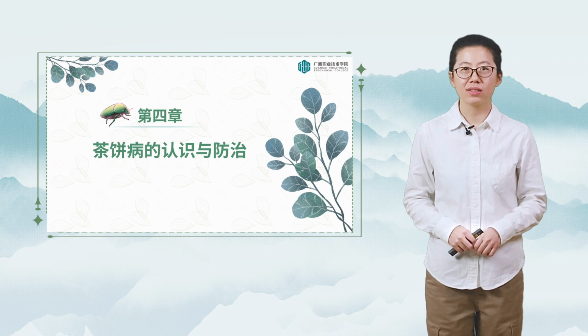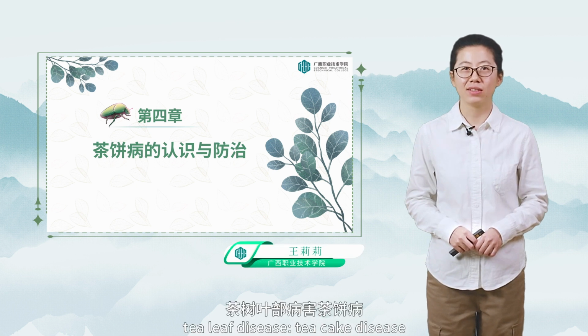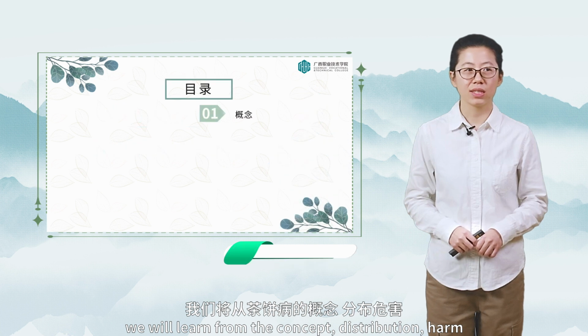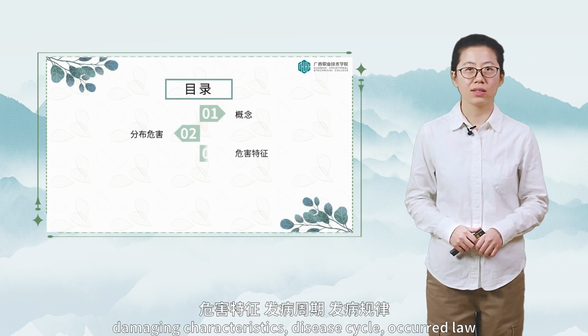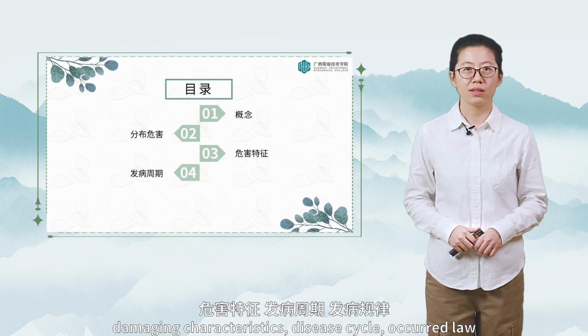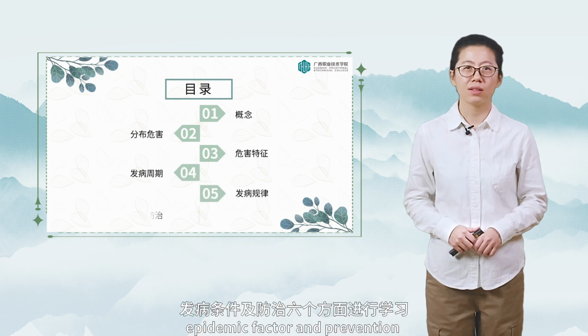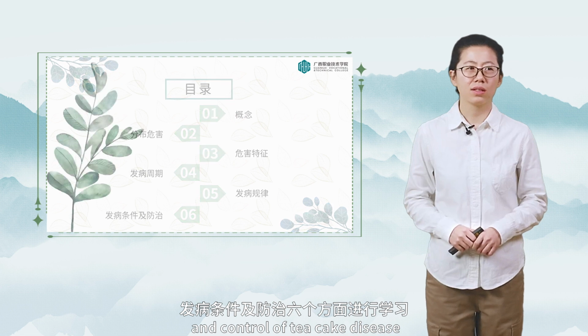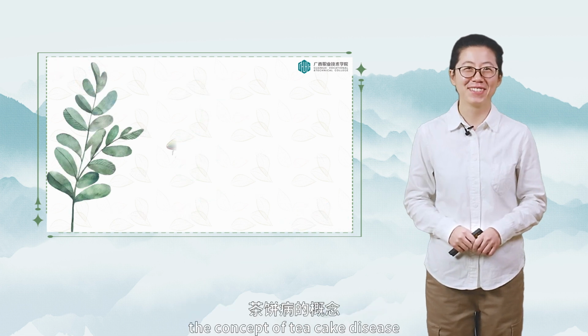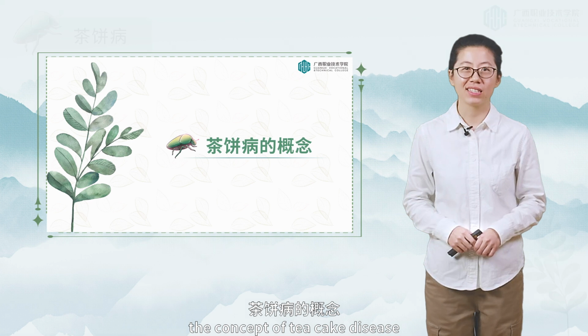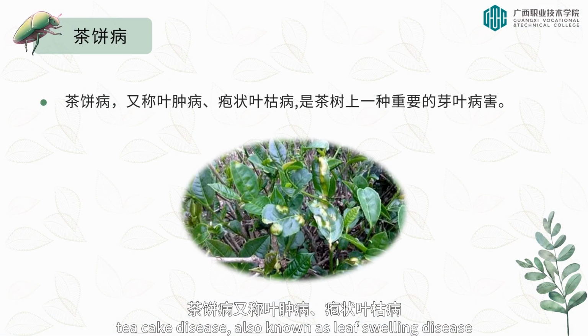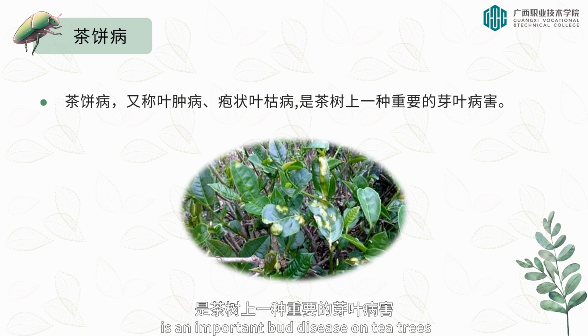Hello everyone. Today we will learn about tea leaf disease, tea cake disease. We will learn about the concept, distribution, harm, damaging characteristics, disease cycle, occurrence law, epidemic factors, and prevention and control of tea cake disease. First, let's learn the concept of tea cake disease. Tea cake disease, also known as leaf swelling disease or blister leaf blight, is an important bud disease on tea trees.